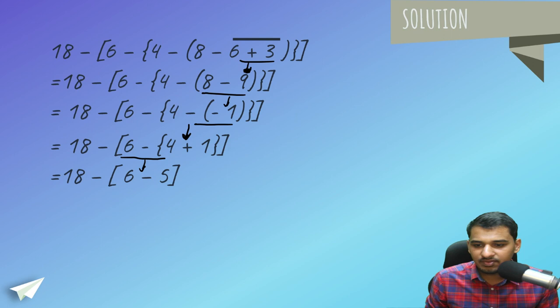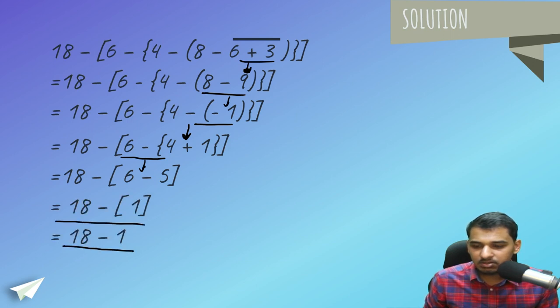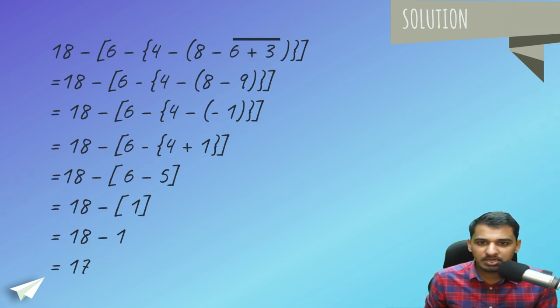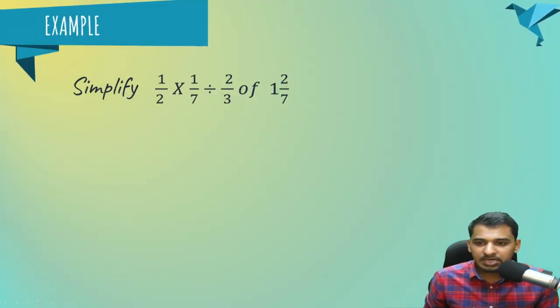Then we have 6 minus 5. Then we have 18 minus 1 and then 18 minus 1. Okay, so this is 17. 17 is the answer. I hope this is clear. So let us look at another example.